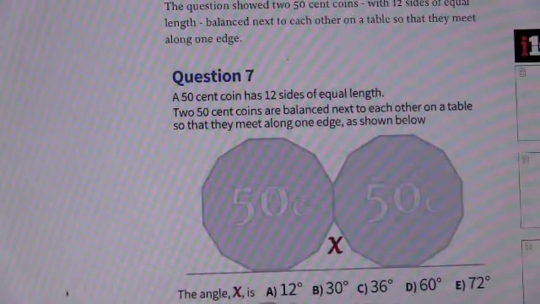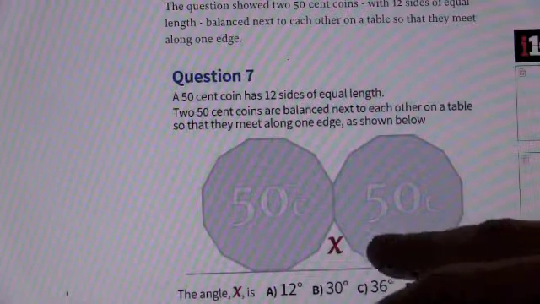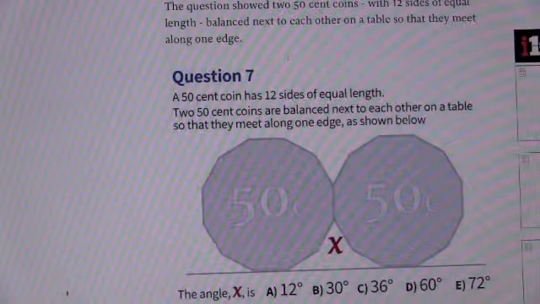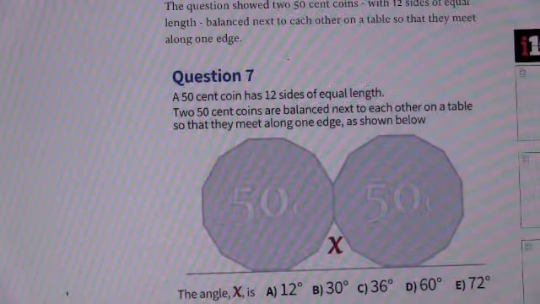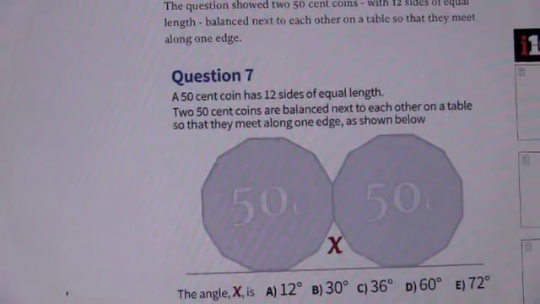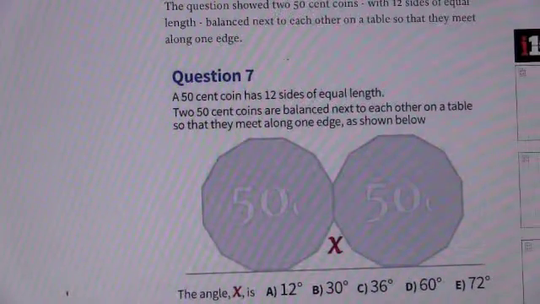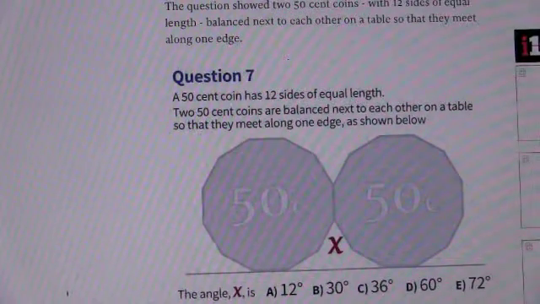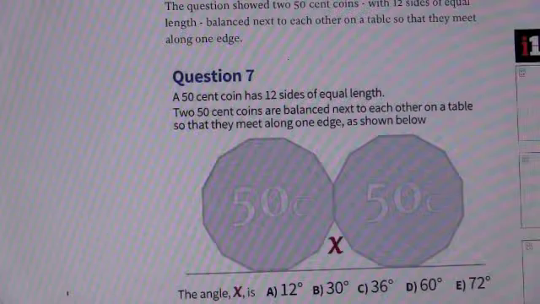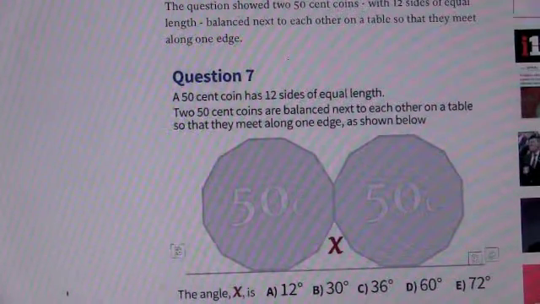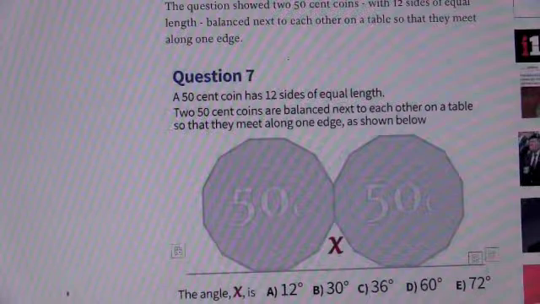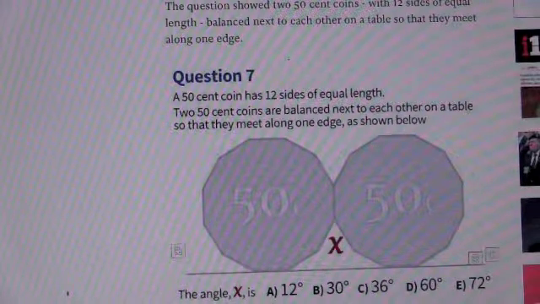The angle X is how much? Do you see that angle in there? So the options are 12, 30, 36, 60, or 72. How would we solve this problem? Well, maybe we could look for the angles. If these are all regular polygons, we have the internal angles and the external angles. So we could look for those.